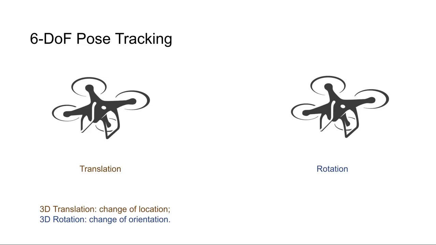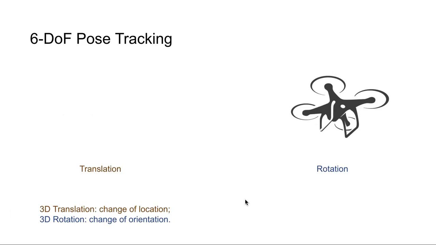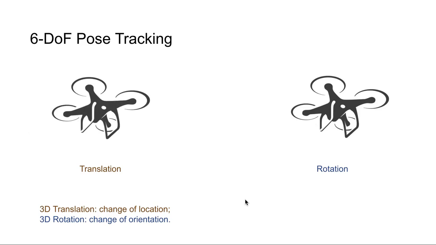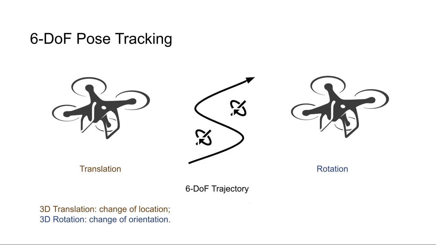To be concrete, the task of 6-degree pose tracking can be divided into two main components. First, we want to do 3D translation, which is the change of location in 3D. The other is 3D rotation, which is the change of orientation. And the result of both is the 6-degree trajectory.